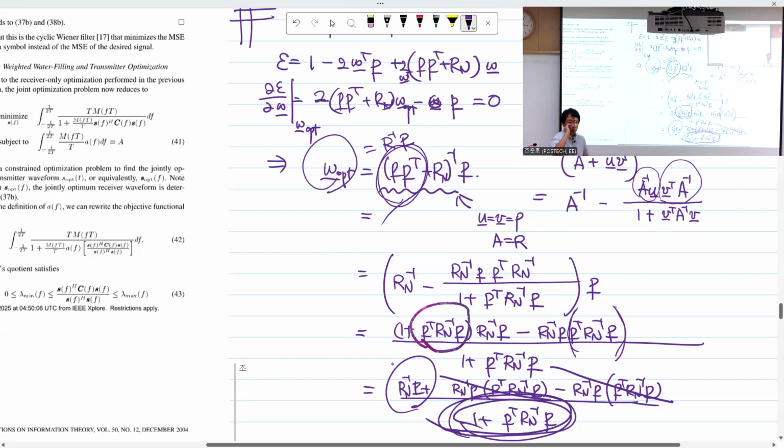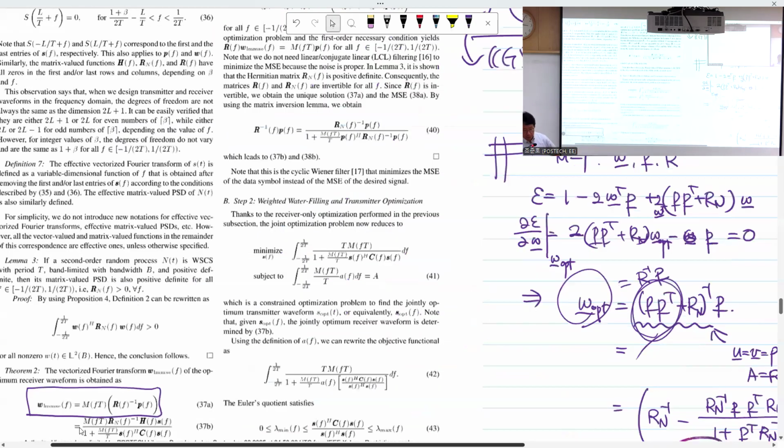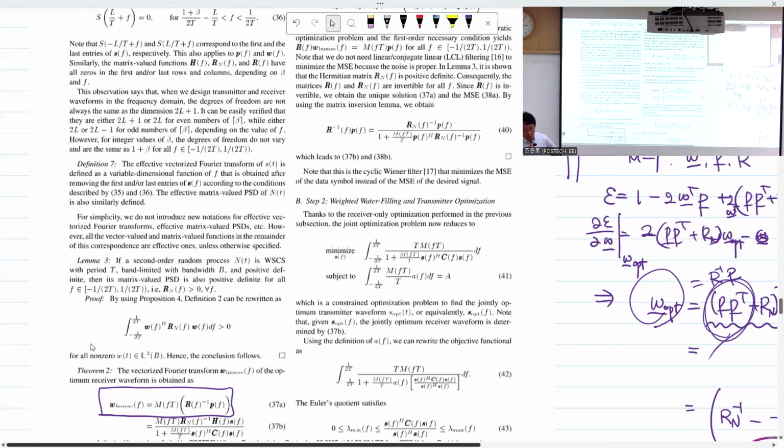You must remember this. This will ever appear in your research if you are doing any type of mean squared error minimization. This is so fundamental. It's just estimation theory 101 material. Got it? And also this expansion, this simplest form of matrix inversion lemma, named Sherman-Morrison formula, must be remembered. Okay?